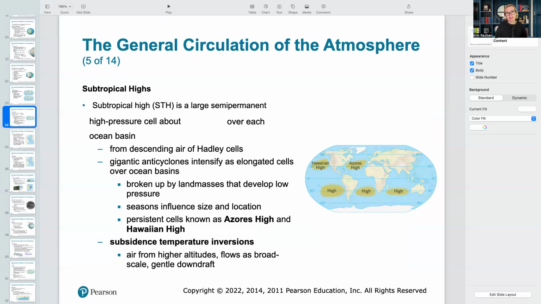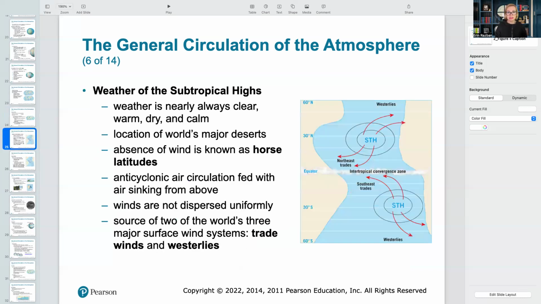Third, we have the subtropical highs. These are massive, high pressure cells centered around 30 degrees latitude. These create areas called horse latitudes, known for their calm, clear conditions.